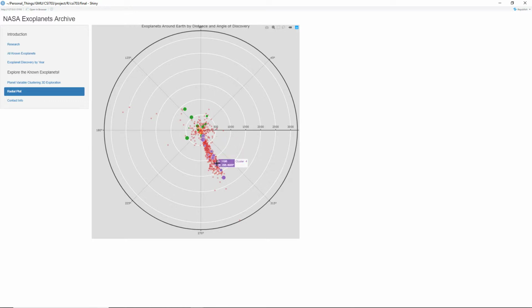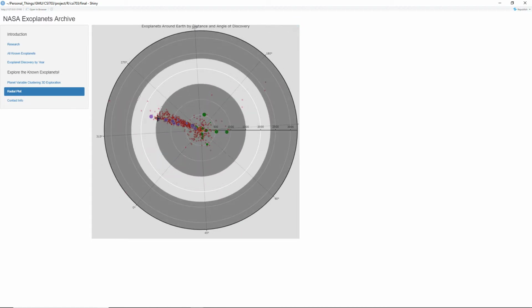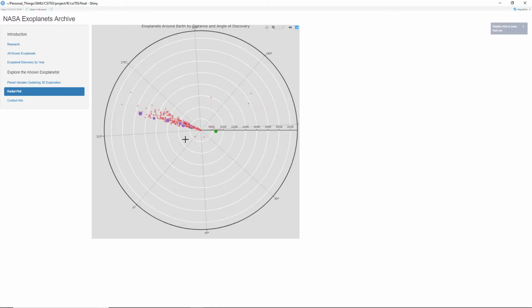In purple, cluster 4 had a lot of the big planets. So you can see this is a radial plot. So Earth is in the middle, and then you have the distance in parsecs out here on each concentric circle, and then you have the angle at which we found it. So you can also rotate this. If you look at this area, you can see all these red planets being clustered in this direction. That makes a lot of sense, given the way that they discover them.